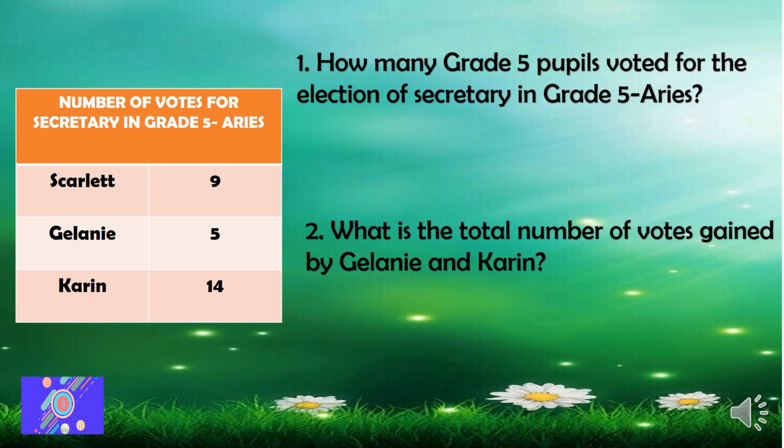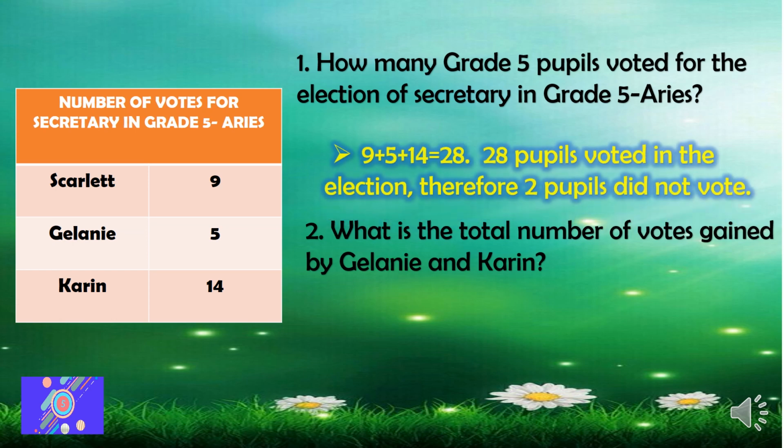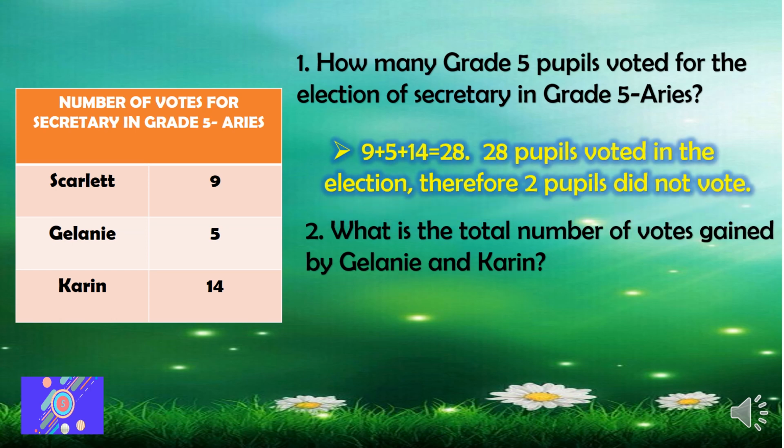Okay, so let us answer number 1. How many grade 5 pupils voted for the election of secretary in grade 5 Aries? 9 pupils voted for Scarlett, 5 pupils voted for Jelani, and 14 pupils voted for Karin. So that is a total of 28 pupils. That means 28 pupils voted in the election. Therefore, 2 pupils did not vote because grade 5 Aris has 30 pupils.